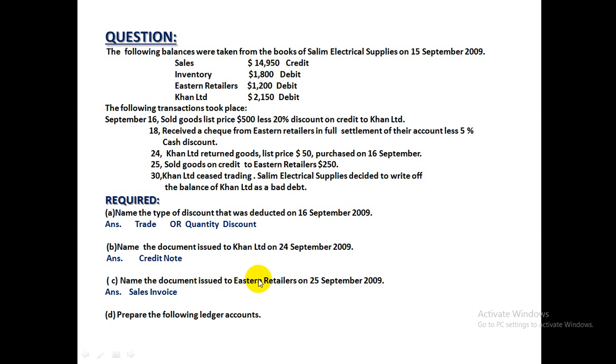Name the document issued to Eastern Retailers on 25th September. On 25th September, we are selling goods to them, therefore an invoice is issued, and the invoice issued at the time of sale is called sales invoice. The two ledger accounts are required. We have to prepare them.